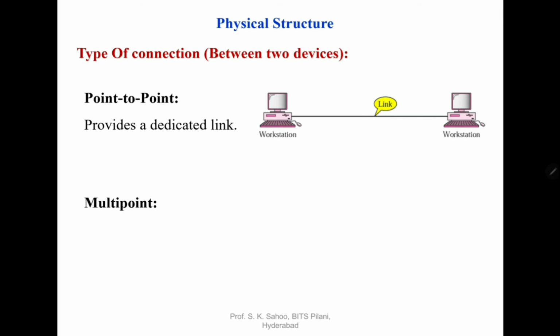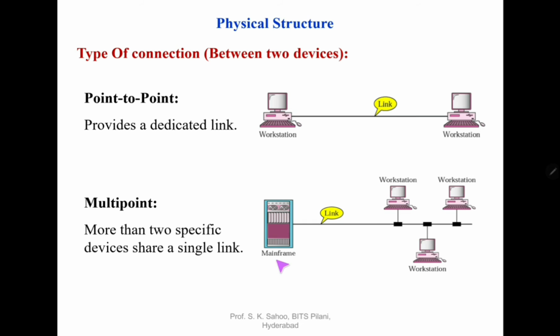The other case is a multi-point connection, in which more than two specific devices share a single link. You can see here there is a mainframe and there is a link. This link is used by multiple workstations, so it is shared. Now we will discuss the physical topology. It is the geometric representation of all the links and linking devices. There are different topologies.